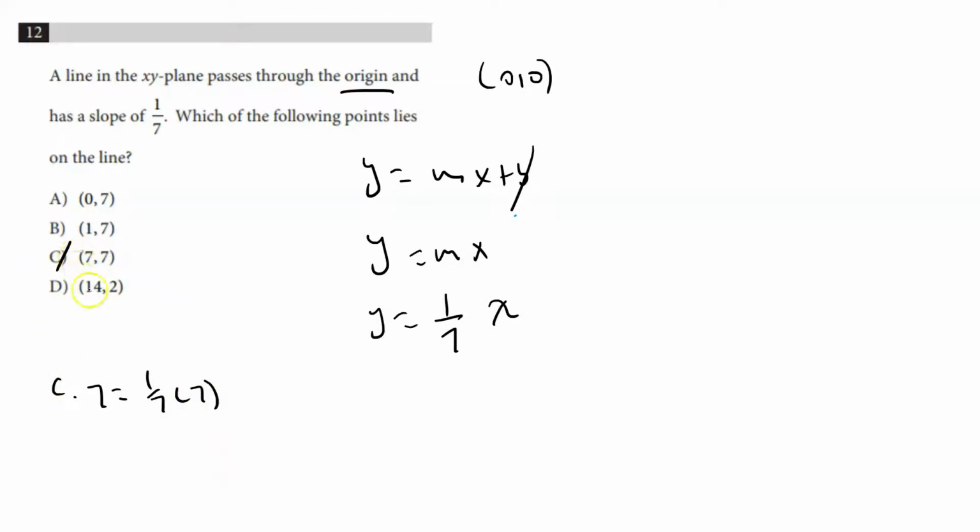And then after you try C, you just try the answer choices around it. So let's try D. So we have 2 equals 1/7 times 14. And 1/7 times 14 is 14 over 7, which is 2. So 2 equals 2. That's correct. Answer choice D is correct.